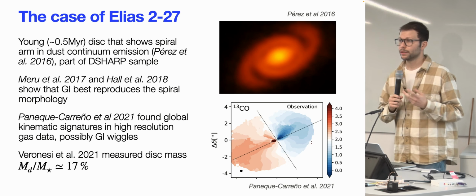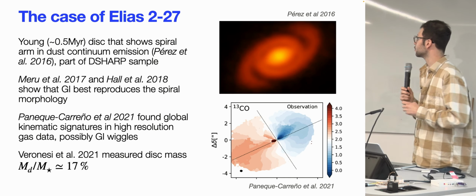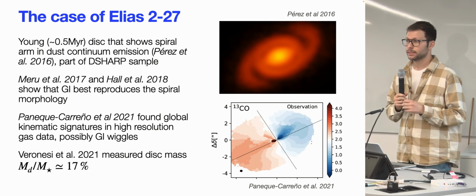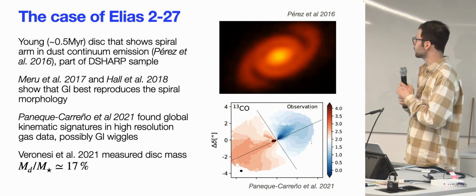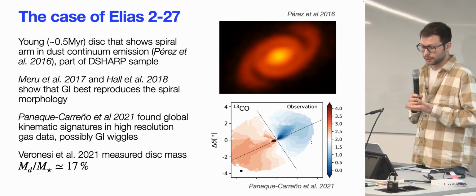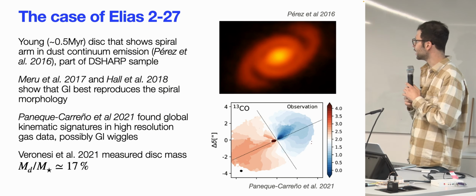So now I'm going to show you two examples where this was possible. The first case is IM Lup. IM Lup is a young disk, less than 1 million years old, that shows two spiral arms in dust continuum emission. This disk has been studied a lot in the past. It was also part of the DSHARP sample.